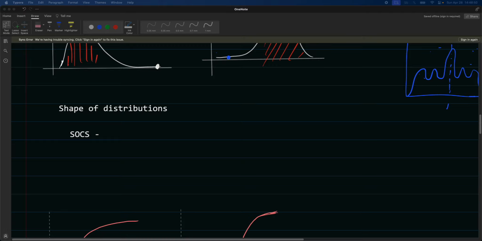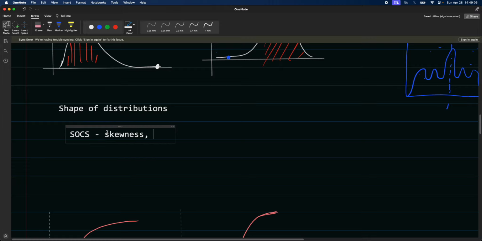Okay, so here I have it. For shape, in the case of chapter 1, you talk about skewness, and you talk about if it's bell-shaped or symmetrical. So that's all you have for shape.